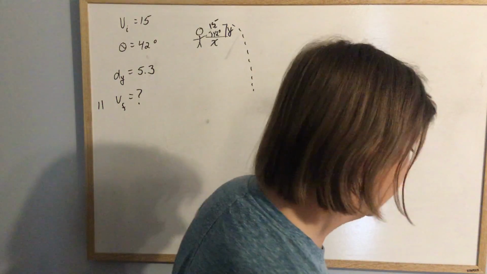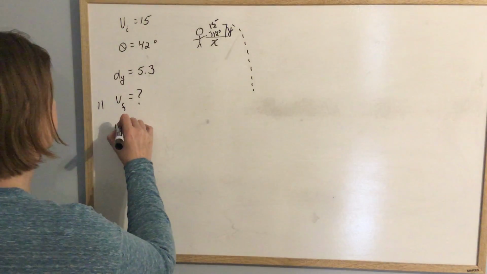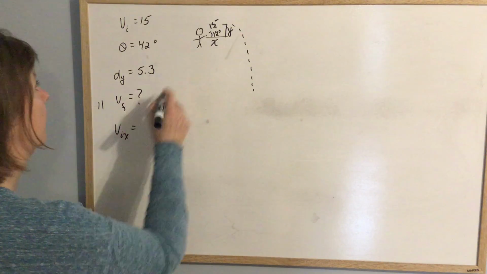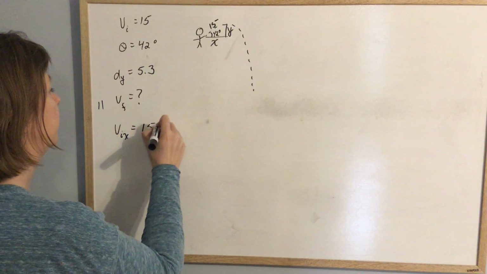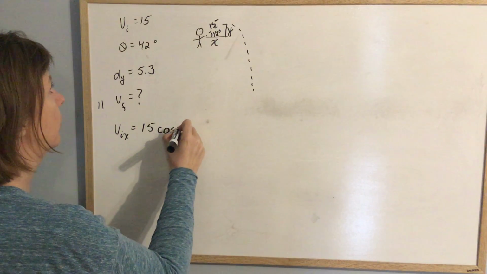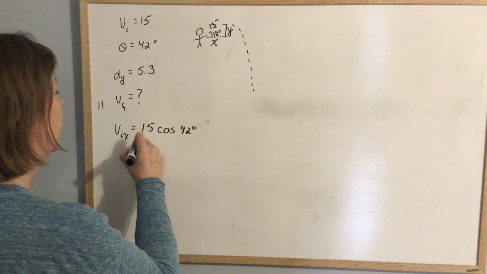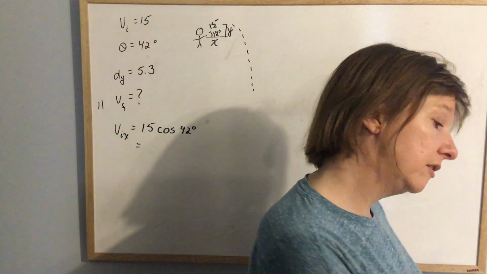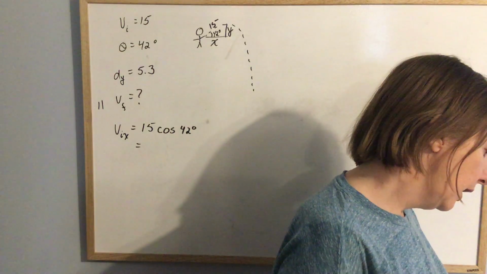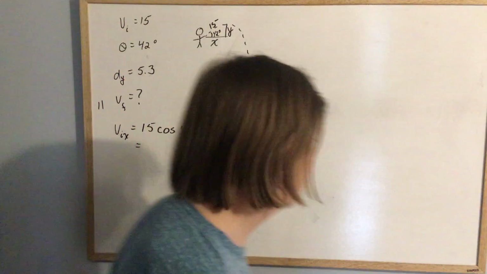So again, I need an initial velocity in the x direction. The x is the adjacent side, so that would be 15 times cos of 42. And remember, for x, even though I'm labeling it initial, it stays the same throughout. And I got that it's 11.15.